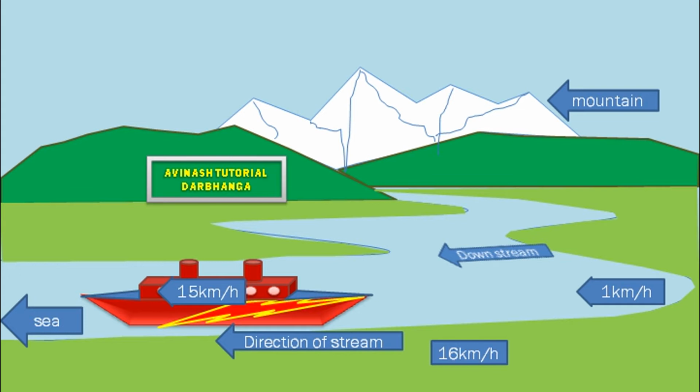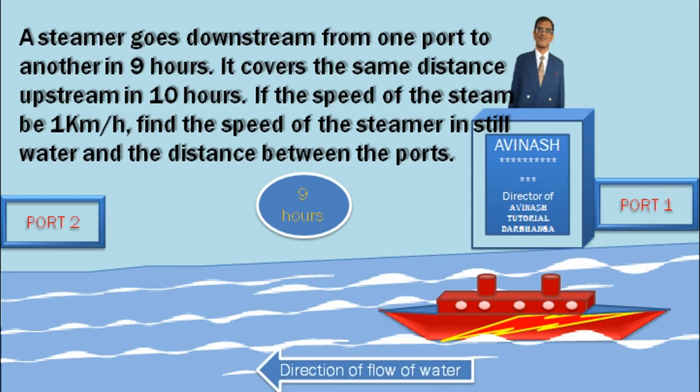Why 16 km per hour? Because the engine of the steamer will move it 15 km in 1 hour and the flowing water will push it 1 more kilometer in that hour, due to which its speed will become 16 km per hour. So while going downstream, we add the speed of the steamer in still water with the speed of the stream. So here 15 plus 1, we got 16 km per hour. Now let us see what the question says.